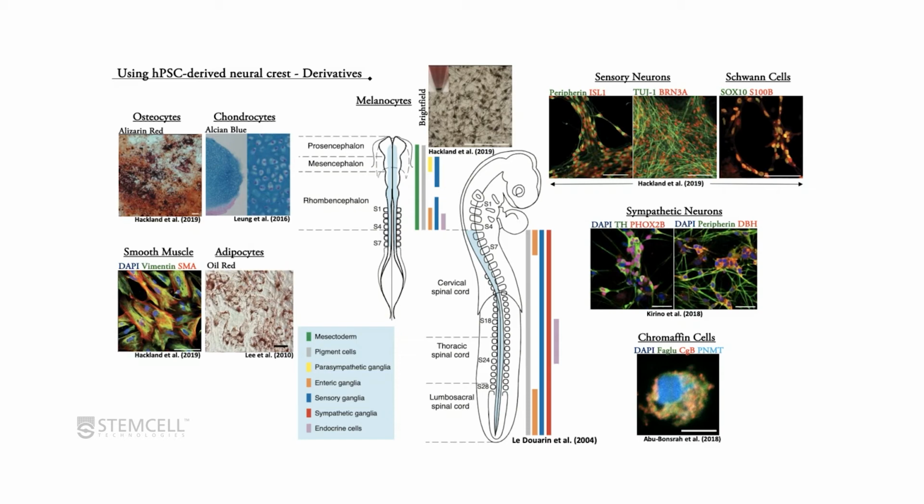cell derived neural crest. And finally, it's possible to generate the mesectodermal lineages of the cranial neural crest, including osteocytes, chondrocytes, smooth muscle, and adipocytes. A notable exception to this list of derivatives that we can generate are the dentine-producing odontoblasts that I mentioned in the introduction.